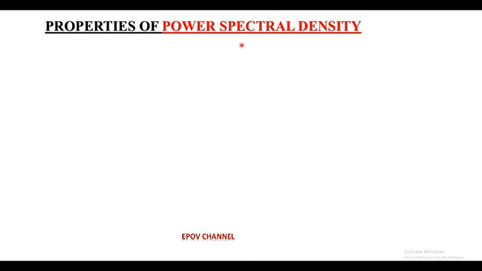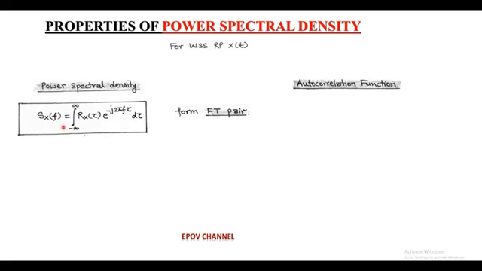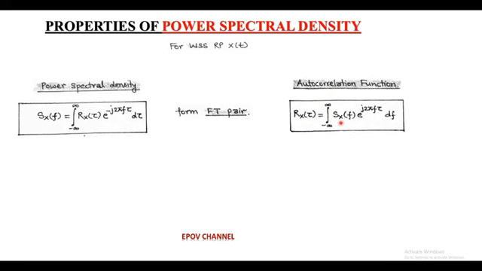Next we move to the properties of power spectral density of random process x(t). In practice, for a wide sense stationary random process x(t), the power spectral density and the autocorrelation function form a Fourier transform pair. That is, power spectral density S(f) equals integration of R(tau) e to the power minus j 2 pi f tau d tau, a Fourier transform of autocorrelation function R(tau). Also, the autocorrelation function can be obtained using the inverse Fourier transform of power spectral density. So we can say that R(tau) equals integration of S(f) e to the power j 2 pi f tau df.